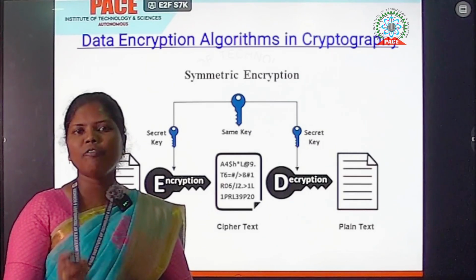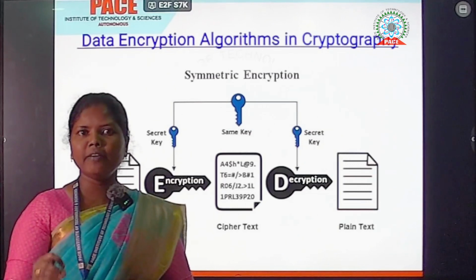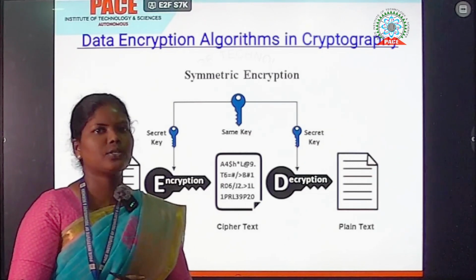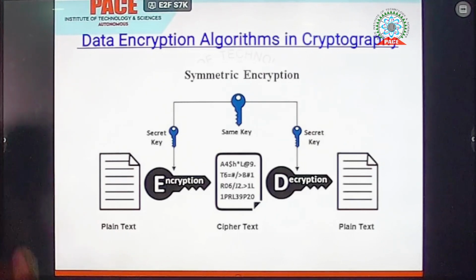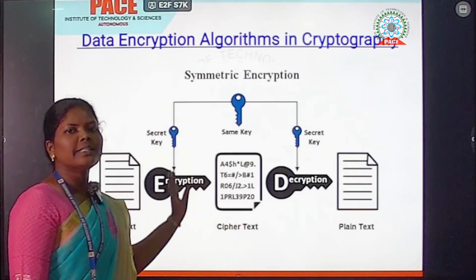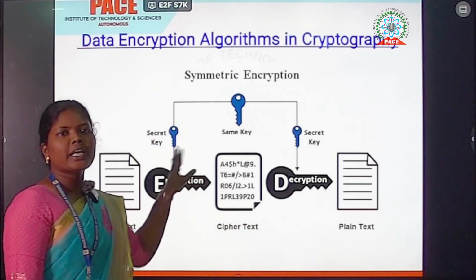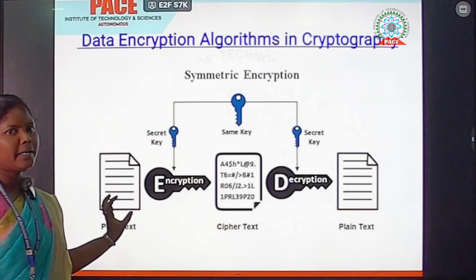Combination of plain text and key we will call as a ciphertext. This is the process of DES algorithm in cryptography. First of all, plain text is going to the ciphertext by using the encryption. On that encryption, we will add the secret key into the plain text, and again this will be going to ciphertext.